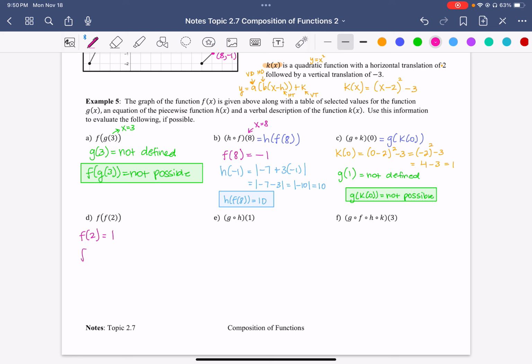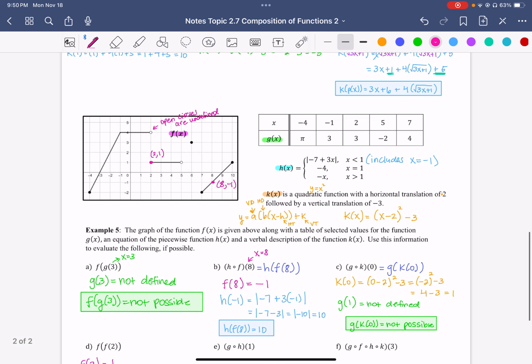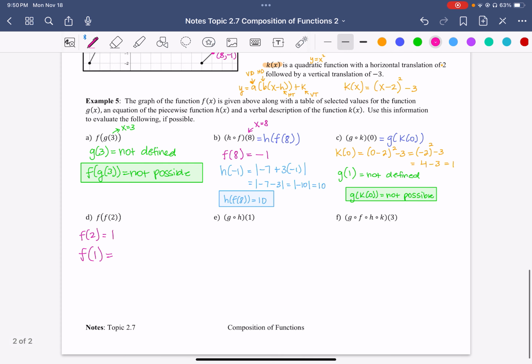And f was duplicated, so we're going to plug it back into f, but this time we're going to find f of 1. So when x is 1, the y value is positive 4. So f of 1 is 4. So f of f of 2 is positive 4.